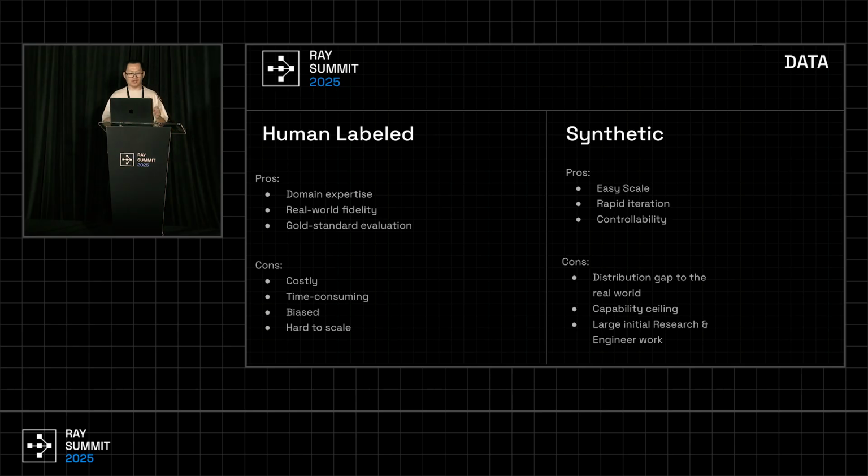Let's first go to the human-labeled data. With human-labeled data, we can find the domain expertise there. They can really understand the use case, the real world, the coverage, and the distribution. We can fully trust them and use them as a golden standard evaluation. But meanwhile, for those domain experts, either you hire contractors in your company or you go through a third-party vendor, it's very costly. Also, humans do this labeling row by row.